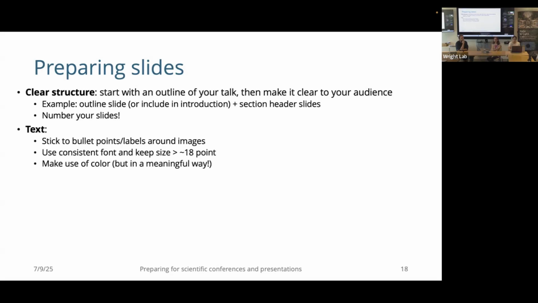Okay, for the text, I would say stick to bullet points or labels around images rather than big blocks of text, because no one wants to read a big block of text on a slide while the person is talking. Your brain just can't do those two things at once. Use a consistent font, just to not distract the eye, and then keep the font size large enough so that it can be seen from the back of the room. Hopefully this is large enough.